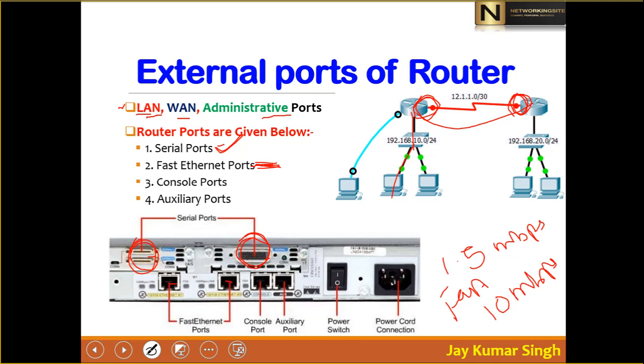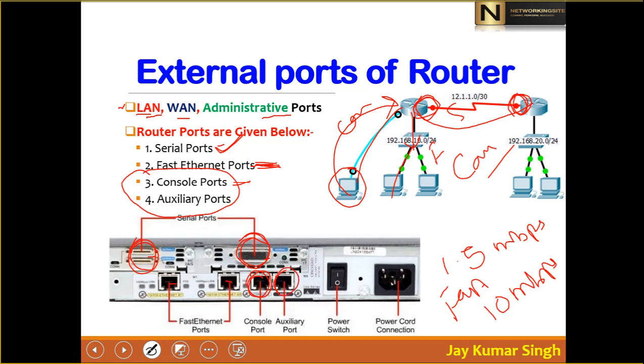Now we have this console port. Console ports are used for connecting a router to a PC for configuration. But the ports we are using, this Fast Ethernet and serial, are used for communication. This is for communication purpose and this is for configuration purpose. Console is used for configuration purpose. But now we have two types of configuration port. One is console port and one is auxiliary port. This is console port and this is auxiliary port.